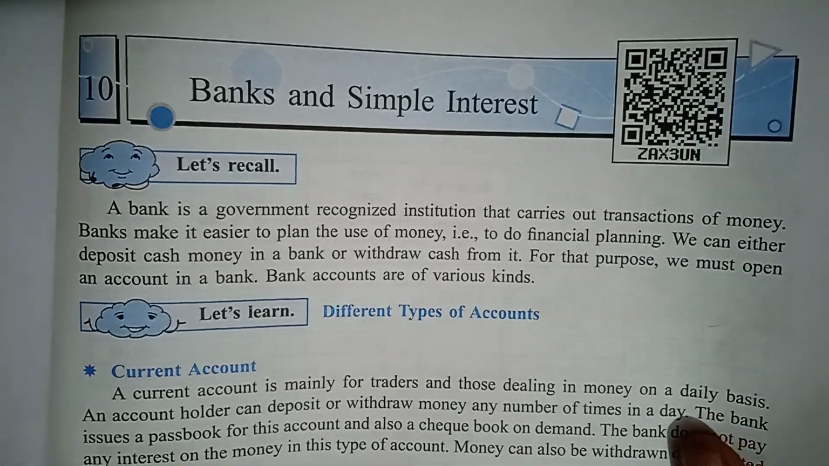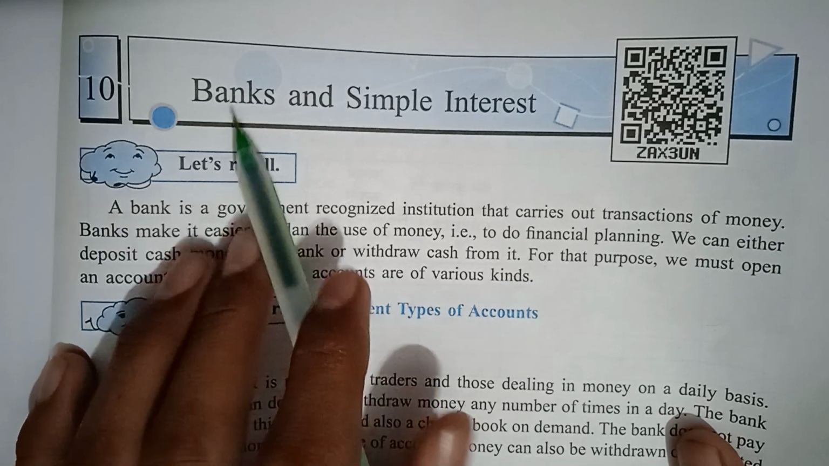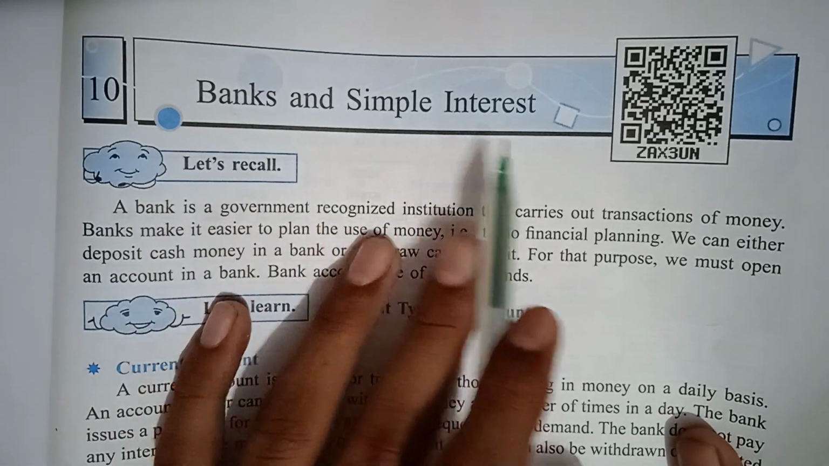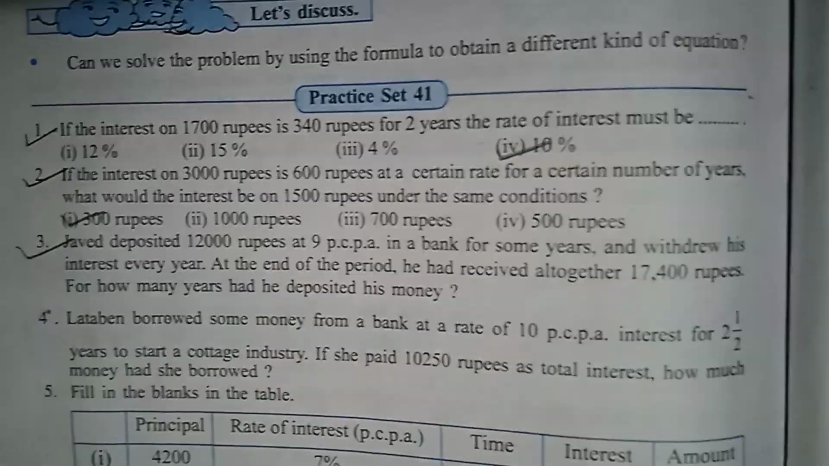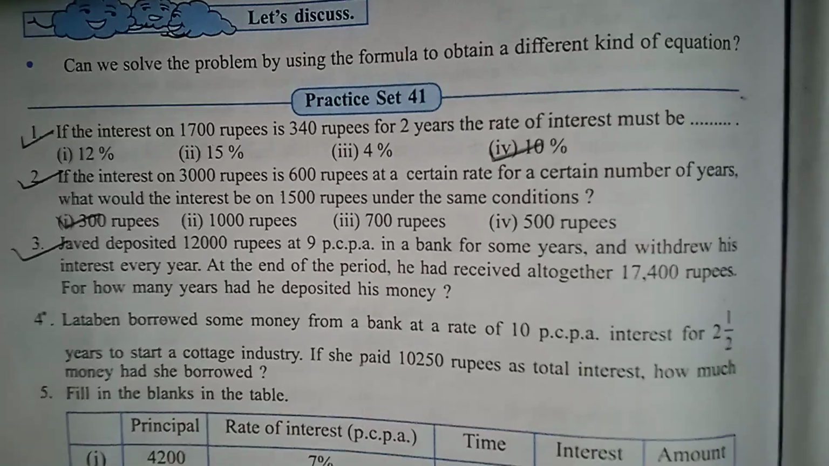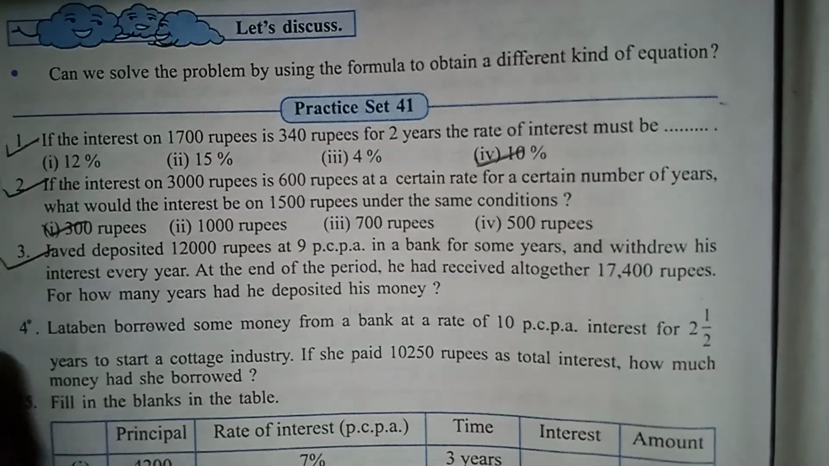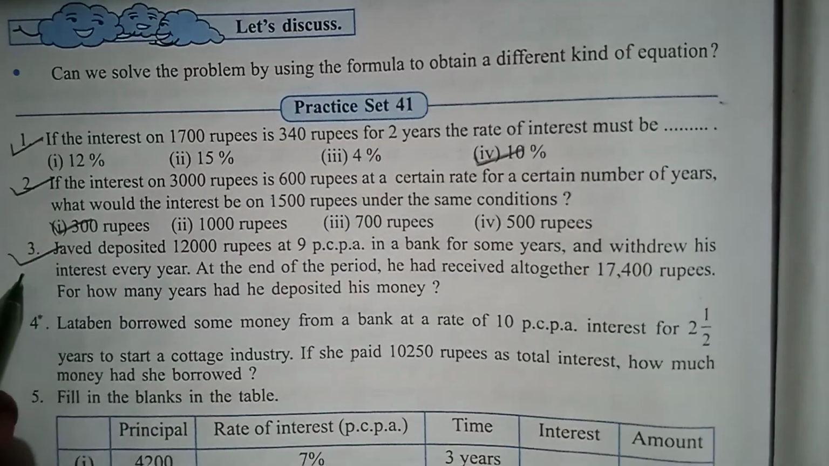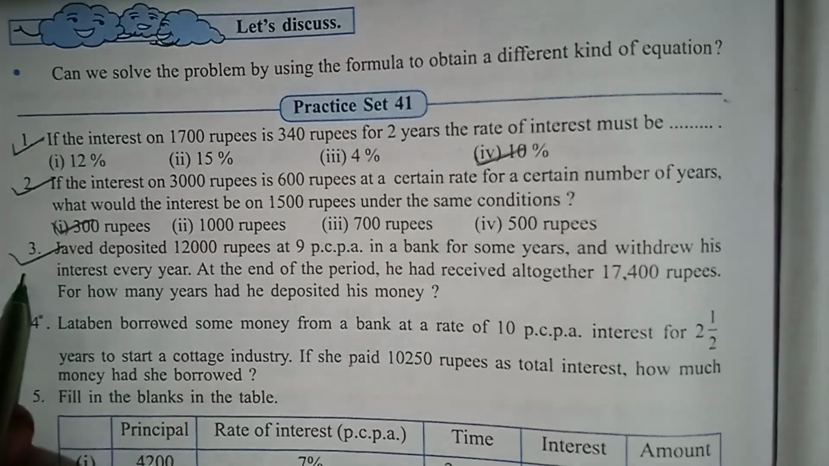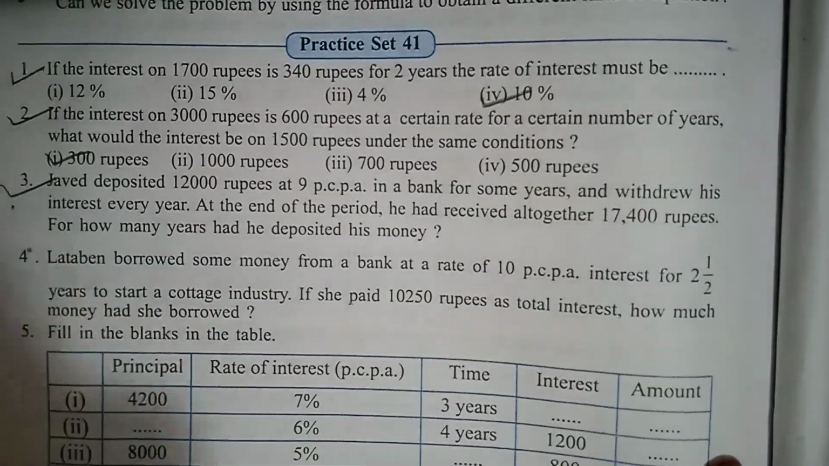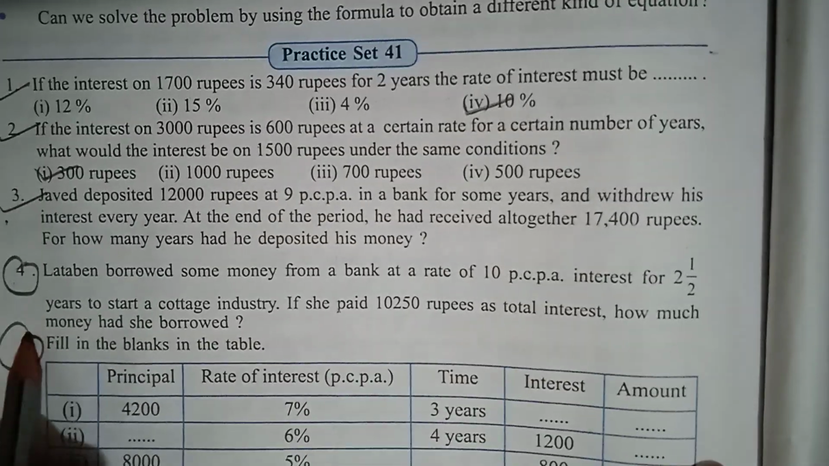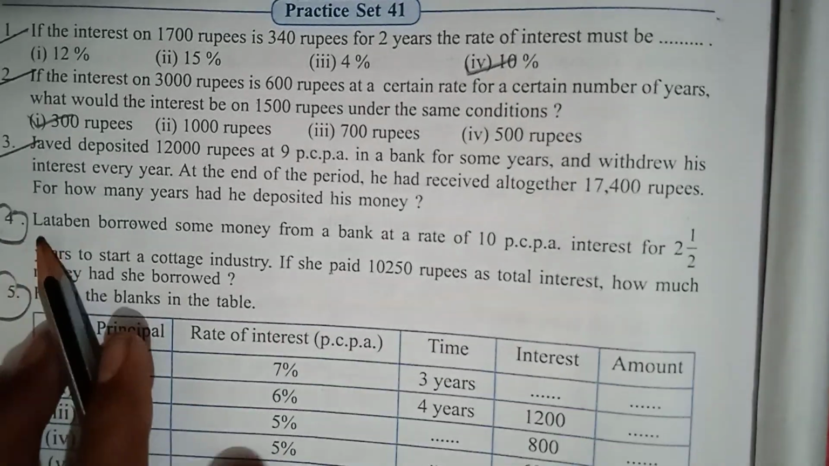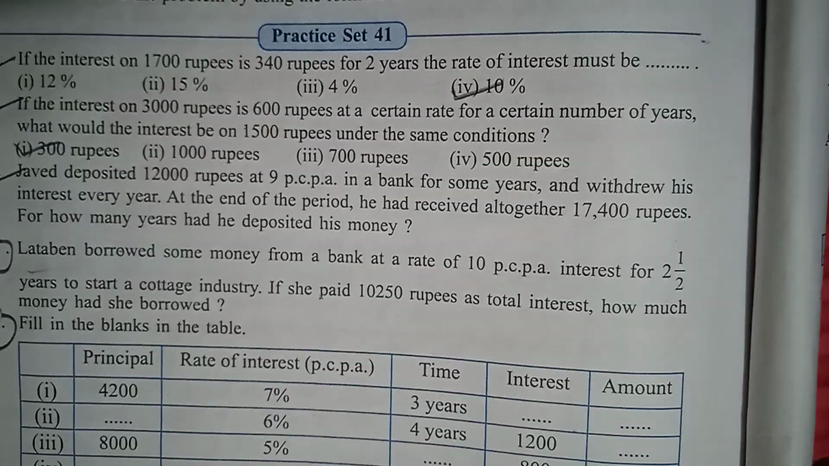So in this video we will be doing class 7th mathematics, Banks and Simple Interest, practice set 41. In the last video I did part 1 of practice set 41. So this is part 2. In the last video I did question 1, question 2, question 3. I'll give the link of part 1 in the description box. So in this video I will be doing question number 4 and 5. Okay. So let's solve question number 4 now.